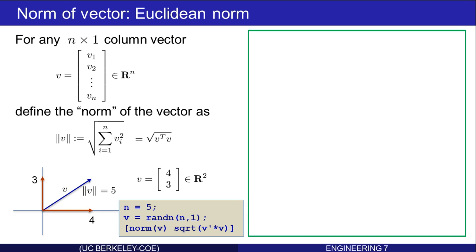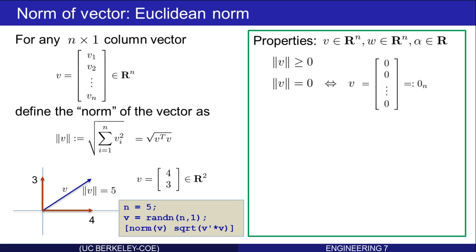Let's look at some properties. Take v and w as vectors and alpha as a scalar. First of all, we notice that the norm of v is always greater than or equal to 0. It's the square root of the sum of some squares. It's also equal to 0 if and only if v is the 0 vector, which we'll notate as 0 sub n. The only way we can get 0 out of that sum is if every entry of v is 0. Negative entries of v ultimately create positive contributions because they're squared.